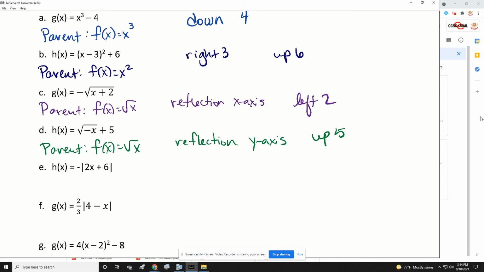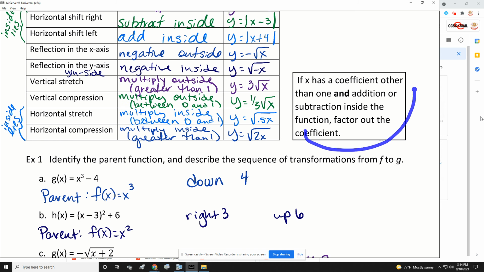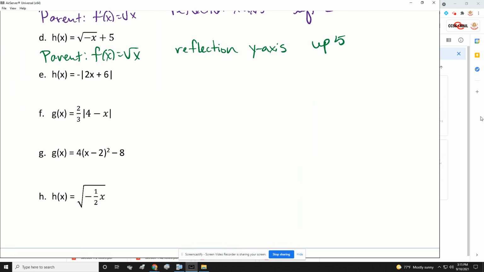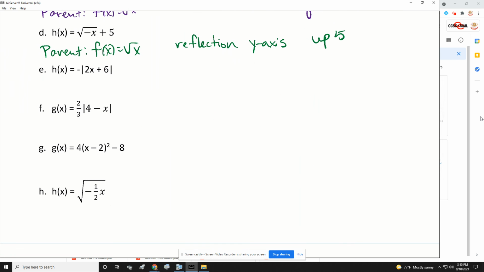Okay, E and F are special. I didn't talk about this before, but I probably should have mentioned it. So I have this box up here that has important information that might not have come up in Algebra 2, but it is important. So if x has a coefficient other than 1 and addition or subtraction inside the function, we need to factor out the coefficient. And that happens here.